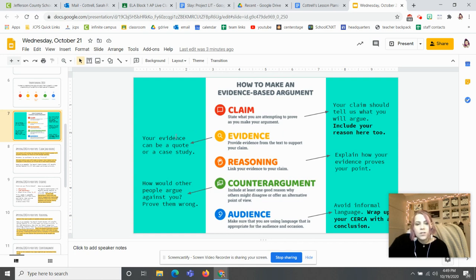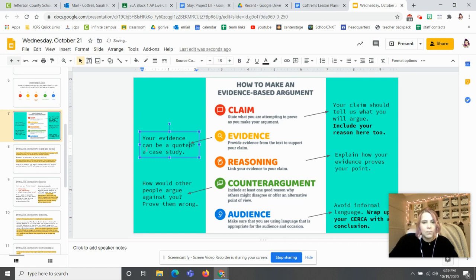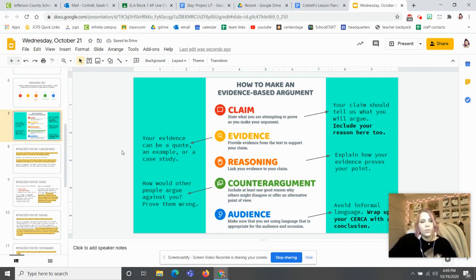And then you need evidence. So evidence can be a quote, a case study, or an example. I'm actually going to add that because it is really important, because some of our sources are actually not in writing. Our Vice documentary and our Black Mirror TV clips, those are videos, so you can't take a quote from them unless you tried really hard. So an example would be fine.